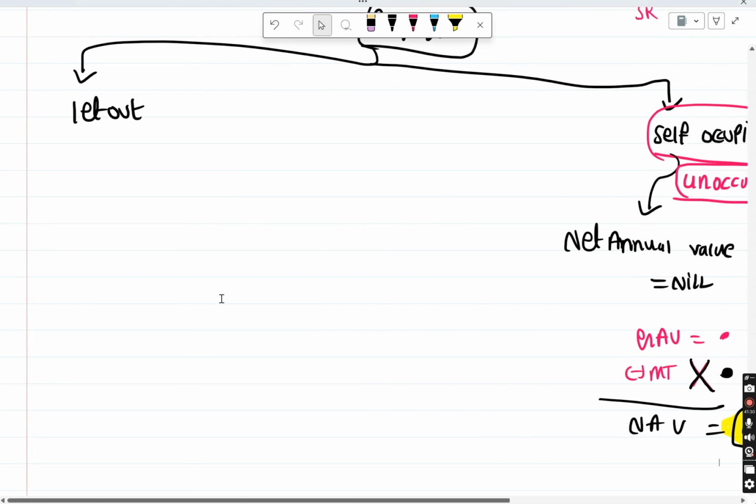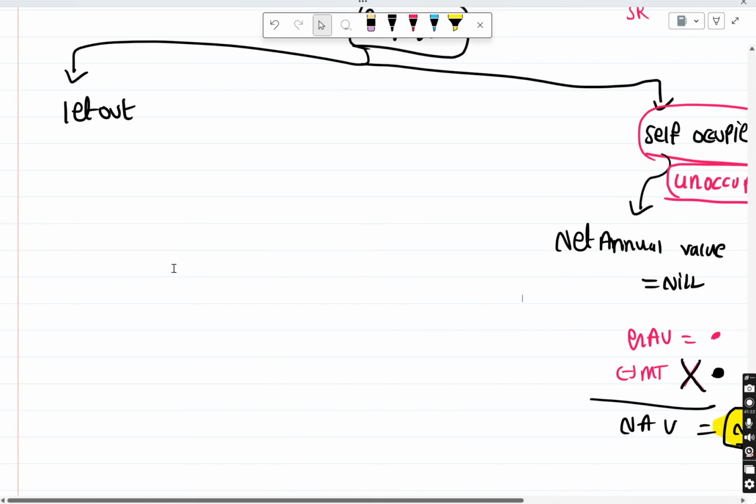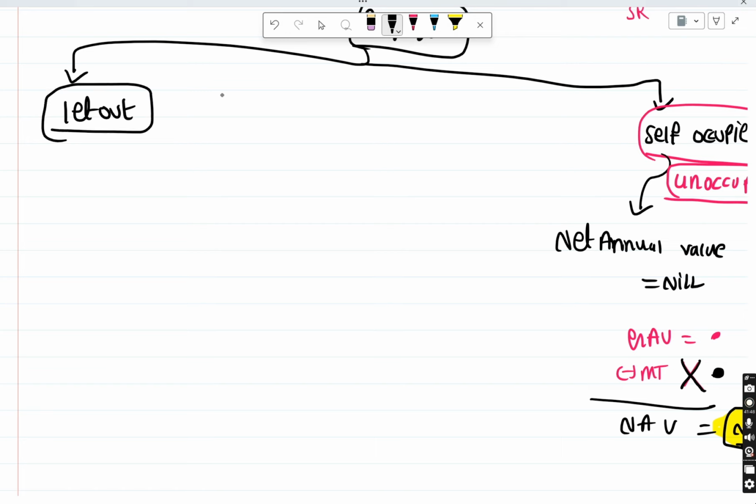Now here the question is let out. Let out means you are giving rent to somebody else. If you are giving rent to people, then obviously you are earning an income on it, so you have to pay tax on it. There are different scenarios here. Let's discuss all of them. First one is easy: let out for the full year. That means out of 12 months, for the entire 12 months you have given rent to somebody else.